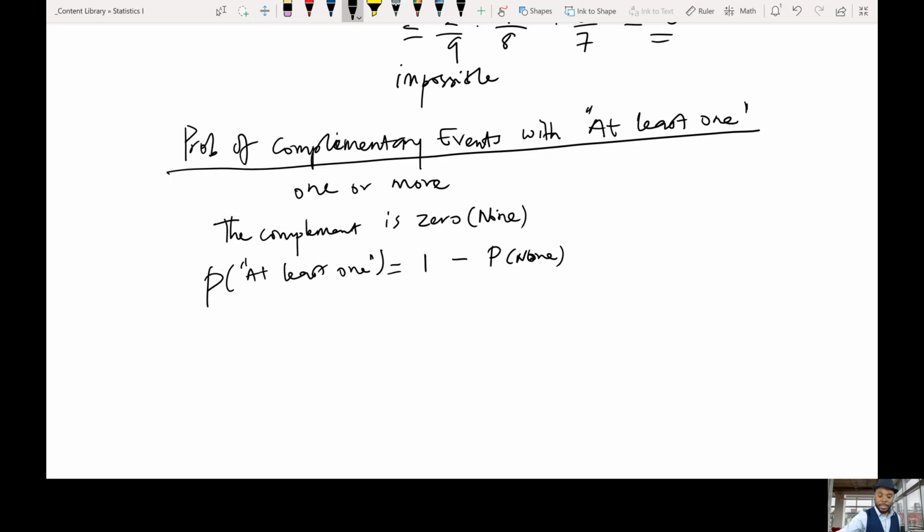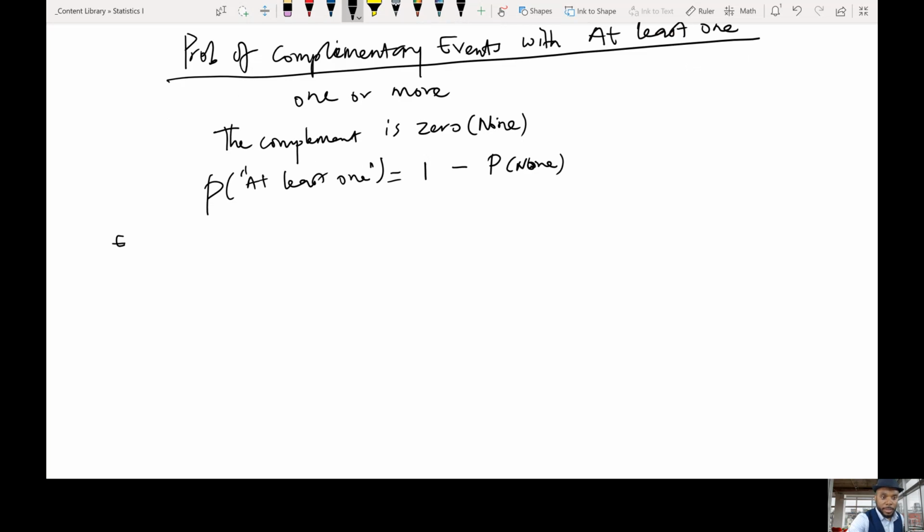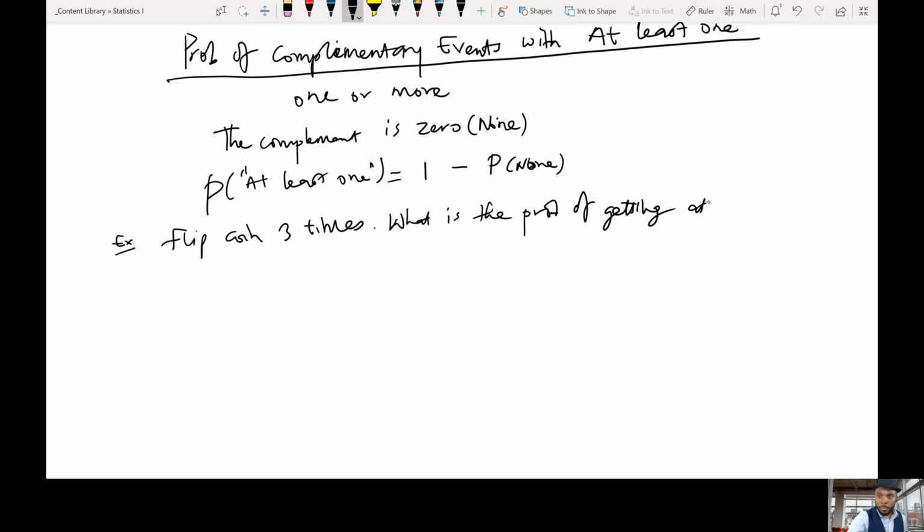Now let's look at an example to make it much clearer. So let's say, as an example here, we flip a coin 3 times. And the question here is, what is the probability of getting at least one head?